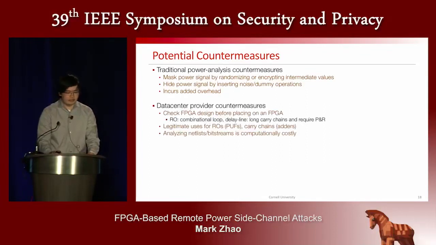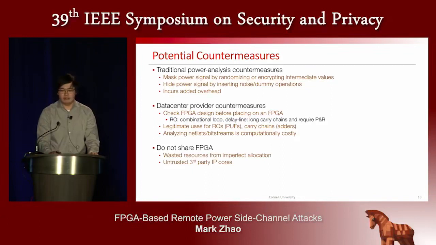Secondly, unique to data centers, data center providers can analyze the netlist and bitstreams of incoming untrusted users to detect ring oscillators or carry chains used in delay lines. However, there are legitimate uses for ring oscillators, such as physically unclonable functions, and long delay lines look pretty much like long adder chains. And furthermore, analyzing these netlists is pretty computationally intensive.